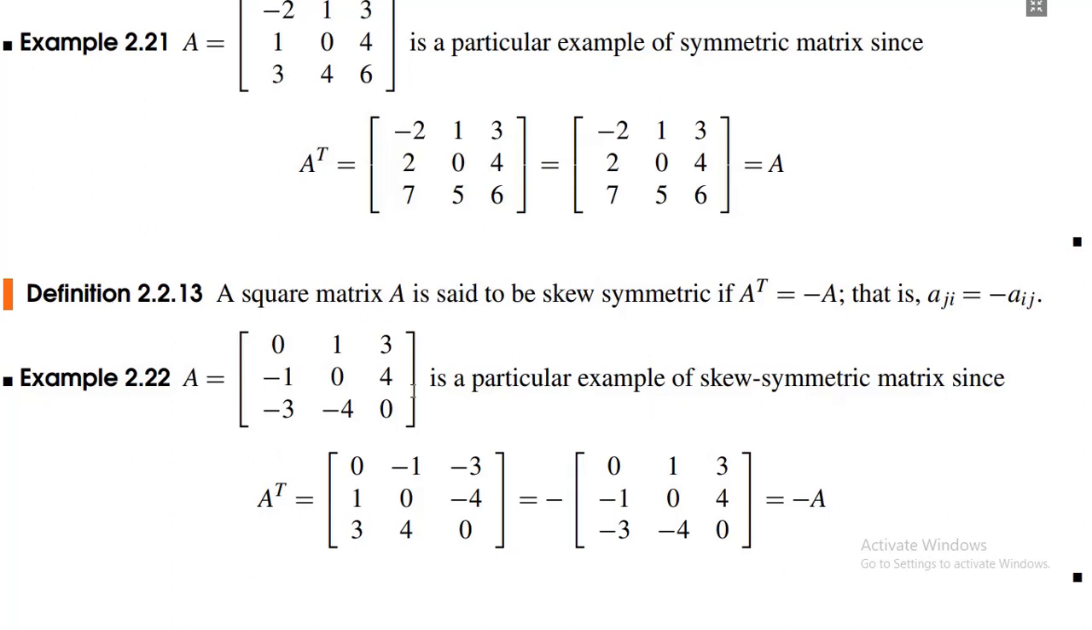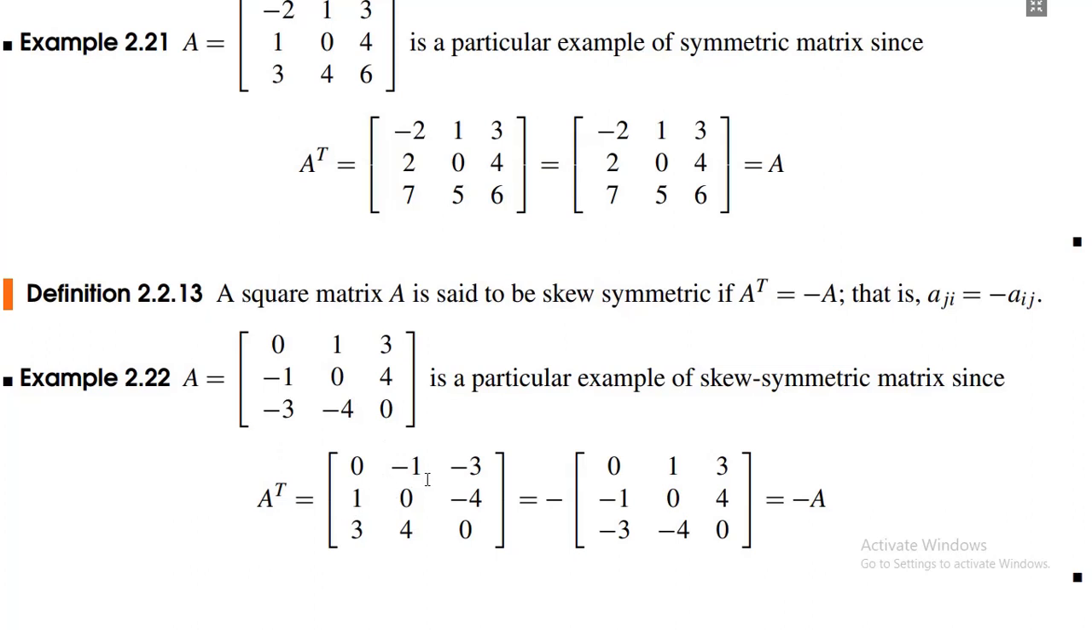matrix. Why? I observe that, as I told you, the main diagonal entries are 0, 0, 0. Now observe the off-diagonal entries: 1 and minus 1, 3 and minus 3, 4 and minus 4. They are opposite to each other. That means A12 is the same as minus A21, A13 is the same as minus A31, and A23 is the same as minus A32. So this matrix is skew-symmetric.